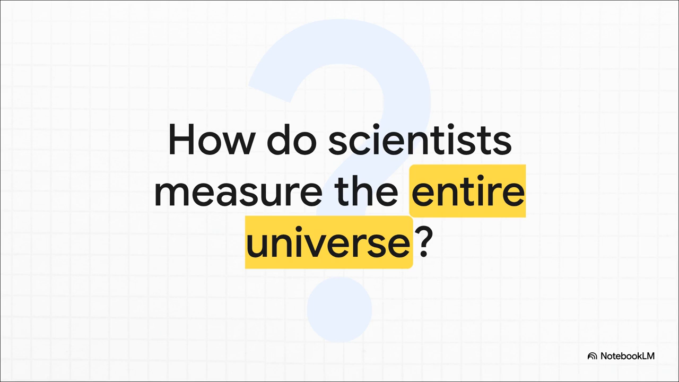Think about it. Physics deals with this absolutely mind-boggling range of scales. On one hand, you've got things that pop into existence for just tiny fractions of a second, and on the other, you've got the age of the universe itself. How can one single system possibly handle all of that?